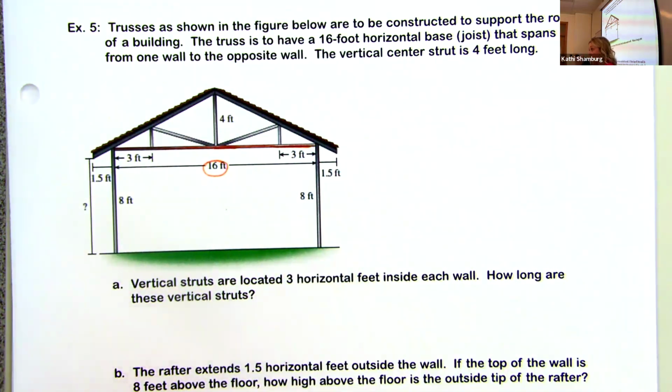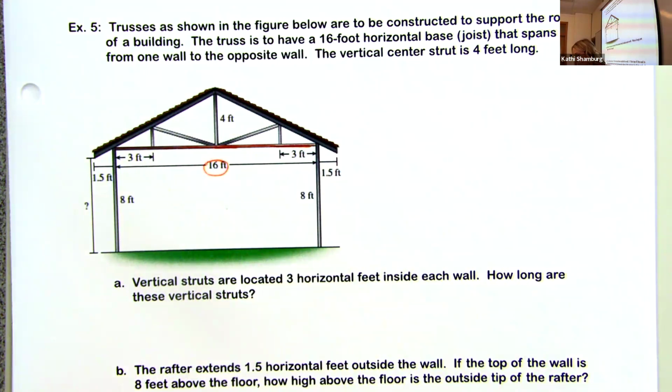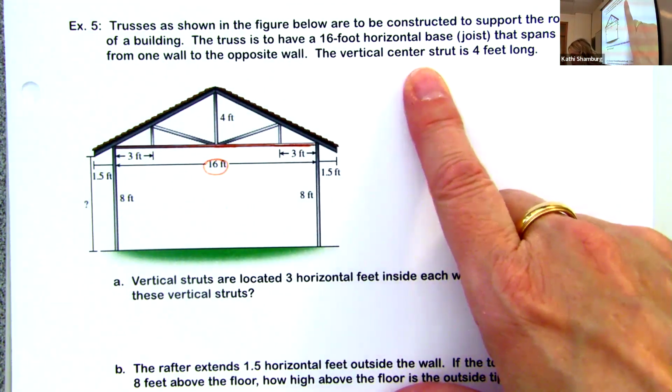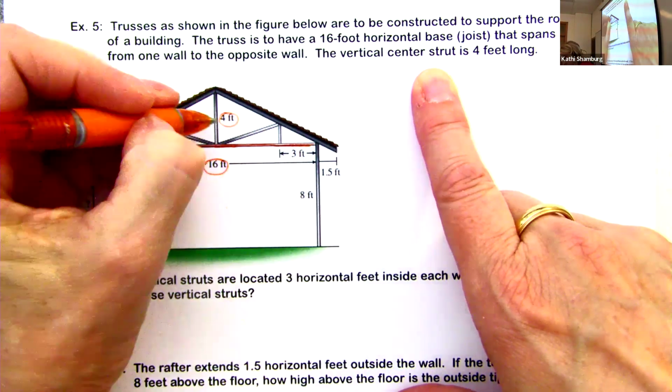So sometimes you have to look like that because you're going, oh, I need this and I don't have it. Well, yeah, you actually do. It's right here. The vertical center strut is 4 feet long. That's talking about this right here.